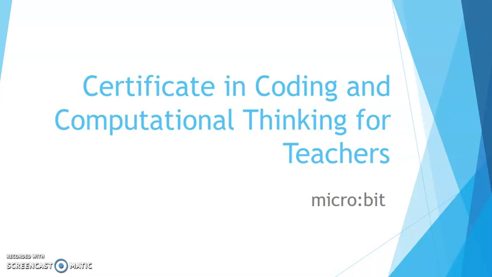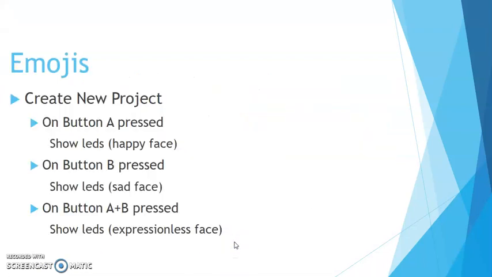So today we're going to look at some starter projects for the microbit. The first project we're going to create displays some emojis. When the A button is pressed, we're going to show a happy face. When the B button is pressed, we're going to show a sad face. And when the A and B buttons are pressed together, we're going to show an expressionless face. So we'll go to makecode.com now and create a project to do this.